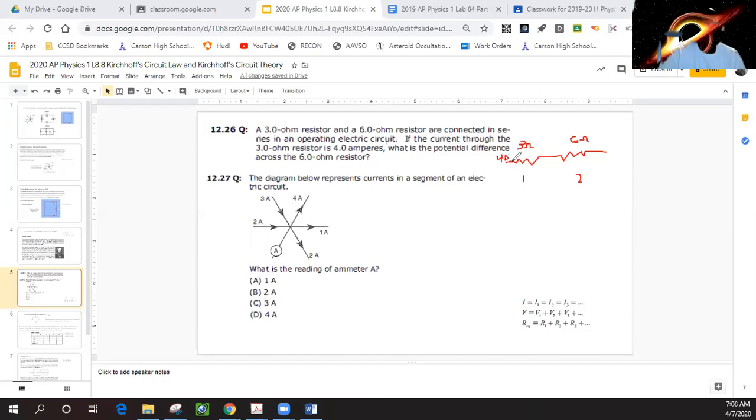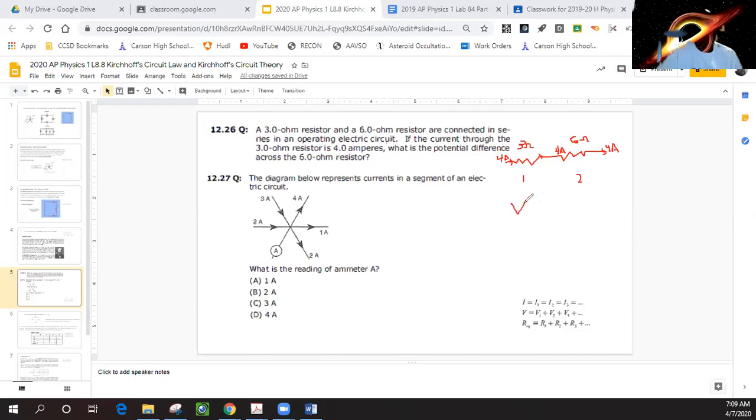That's coming into here, and we know that 4 amps is also leaving here as well. So 4 amps here, 4 amps here. By applying this relationship right here, we know that there is 4 amps coming in here as well. And we also know that there is 4 amps leaving here as well. So 4 amps going in, 4 amps going out.